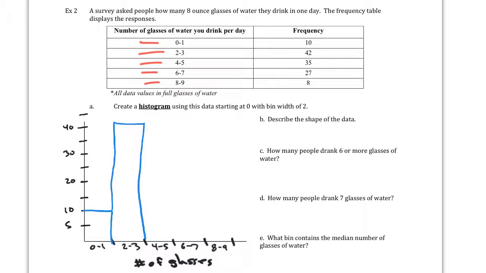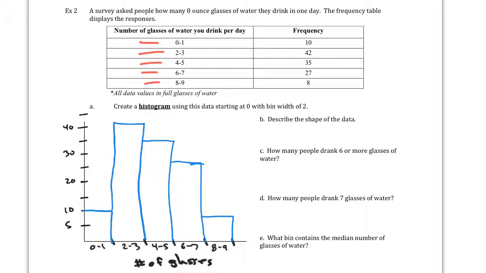Since we're making a sketch, this certainly isn't going to look perfect. We're going to have little wavy lines here. 4 to 5, 35. So we'll find 35. And then 6 to 7 is 27. So a little less than 30, more than 25. And finally, 8 to 9 was 8, so less than 10. Okay. So there's our histogram.